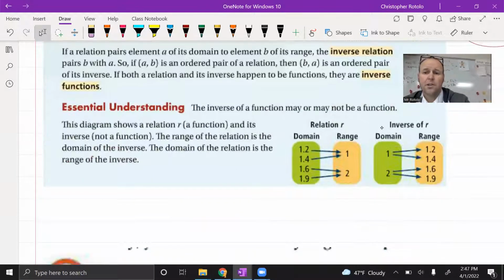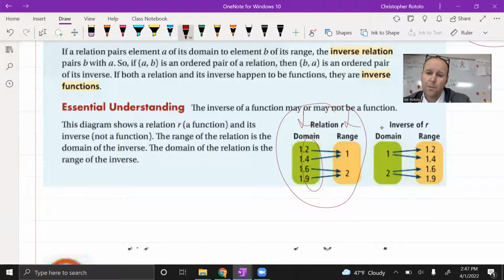All right, so here's what we've got going on. Domains and ranges kind of flip-flop. In our first one, relation R, this is definitely a function. All my x values have one arrow coming out of them. Notice what happens in the inverse: now 1 has 1.2 and 1.4. It is the inverse, but this is a relation, versus this one, which is still a function. It helps show us that just because something is a function when we get started, the inverse is not always going to be.